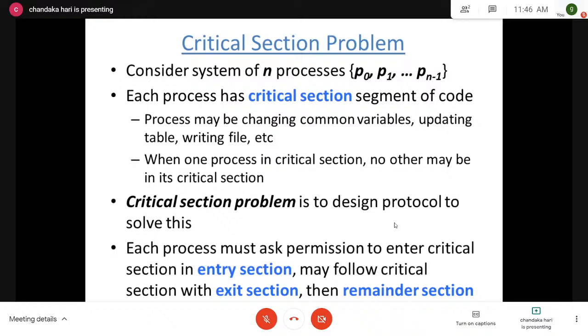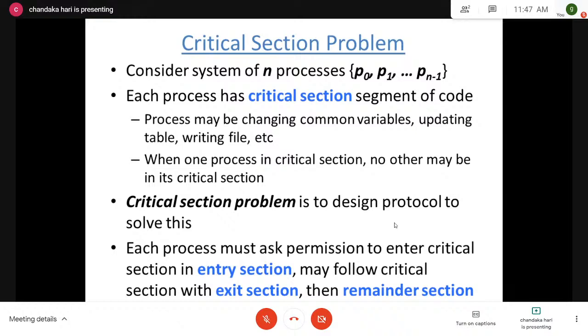The maximum number of processes allowed to execute in the critical section is only one process at a time. But before entering into a critical section, first of all, you need to take permission from the operating system. Your operating system will verify whether any other process is already in the critical section. If so, it will simply ask you to wait. If no other process is in the critical section, then the operating system will allow you to enter into the critical section.